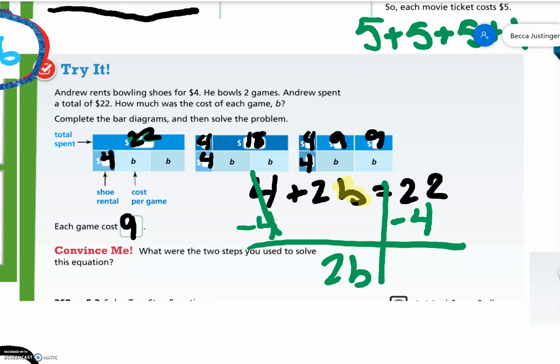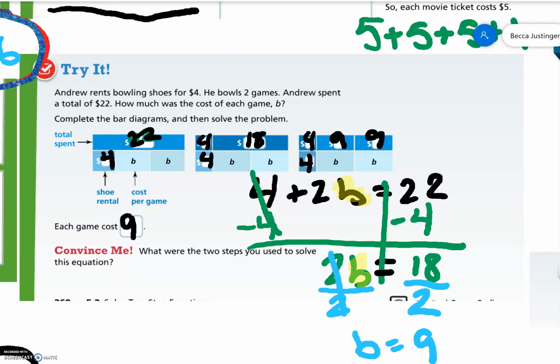2b is equal to 22 minus 4, which is 18. Now it's still trying to solve for b. The 2 is being multiplied to b, so to get rid of it, we do the inverse operation, which is division. So again, b equals 9.